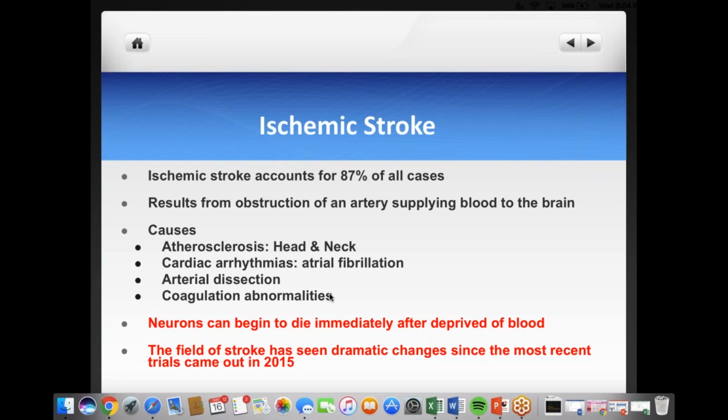But the bottom line with a stroke is the concept that neurons can begin to die immediately after they are deprived of blood. I think that's a concept extremely important in stroke: time is brain. The second most important thing I want to point out on this slide is that the field of stroke has seen very dramatic changes since the most recent trials were published, starting in 2015, that really revolutionized the field of stroke and propelled it forward.